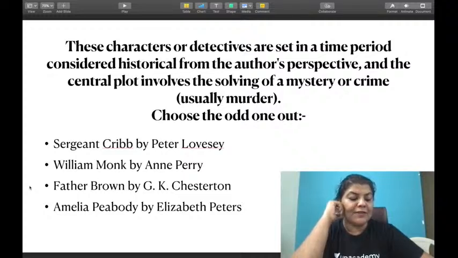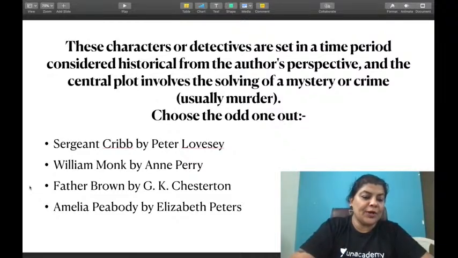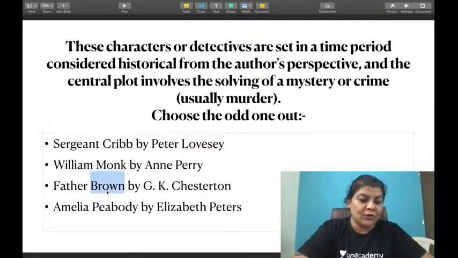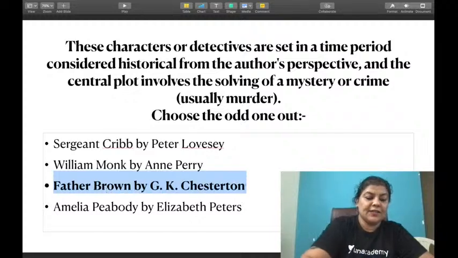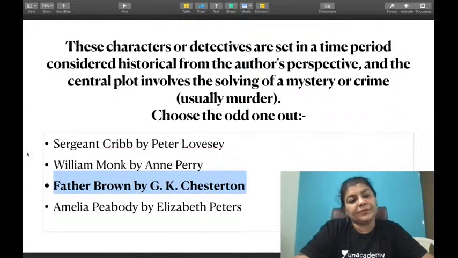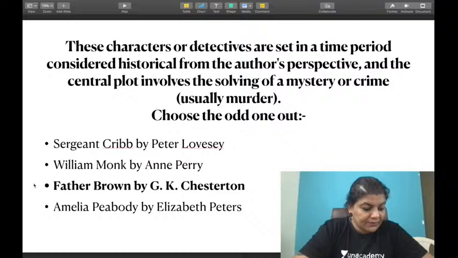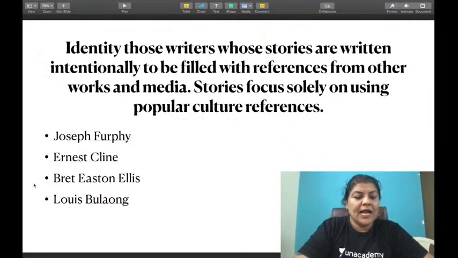These characters or detectives are set in a time period considered historical from the author's perspective. The central plot involving a mystery. Tell me. This is easy. You all know him. It is Father Brown by G.K. Chesterton. Father Brown. Father Brown. Please take the PDF and study, okay?